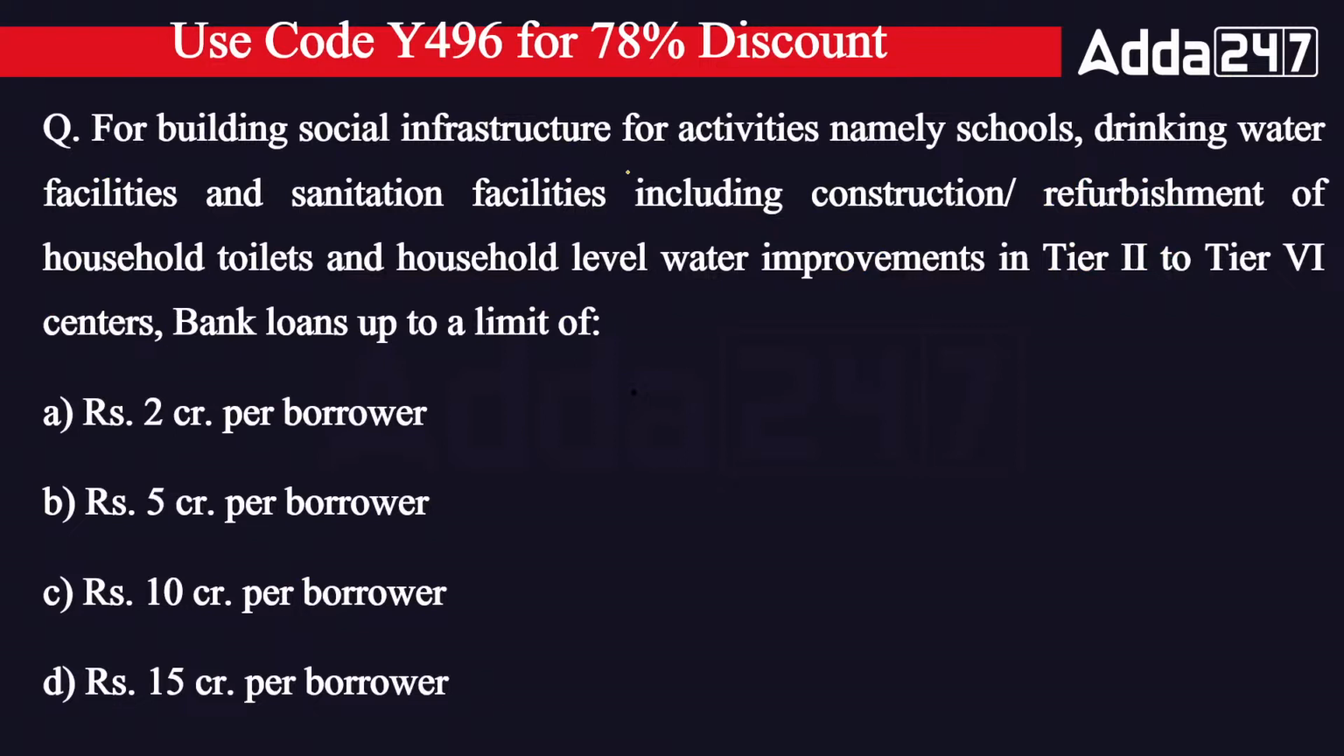Now, for building social infrastructure for activities, namely schools, drinking water facilities, sanitation facility, including construction and refurbishment of household toilets and household level water improvement, in tier 2 to tier 6 centers, bank loans up to a limit of 2 crore per borrower, 5 crore per borrower, 10 crore per borrower, or 15 crore per borrower will be given. Which of the following is correct? So under the PSL, this is a PSL target for the social infrastructure. 5, 2, 10 or 15.